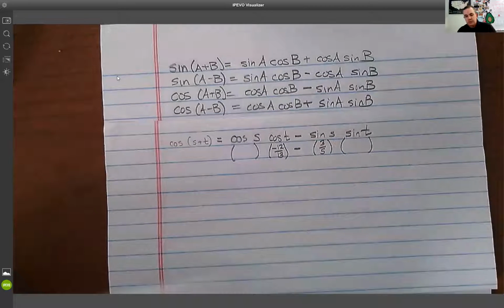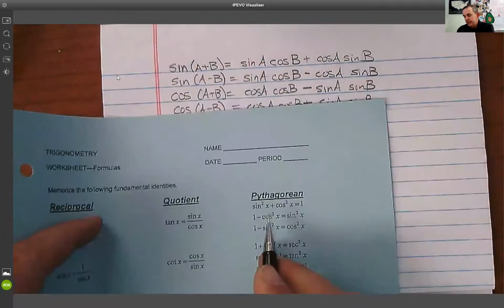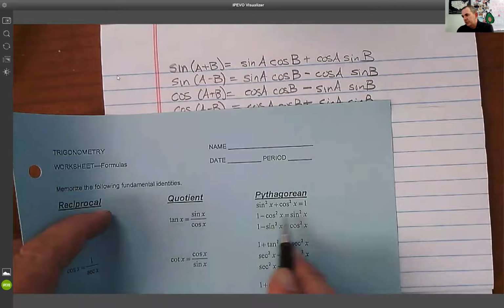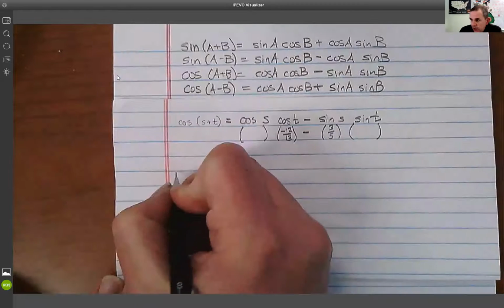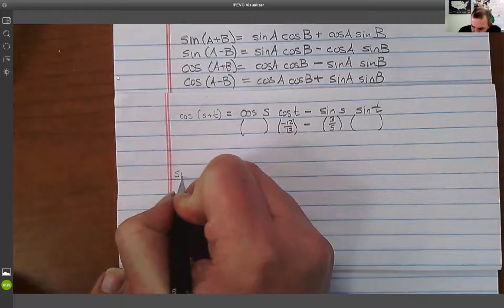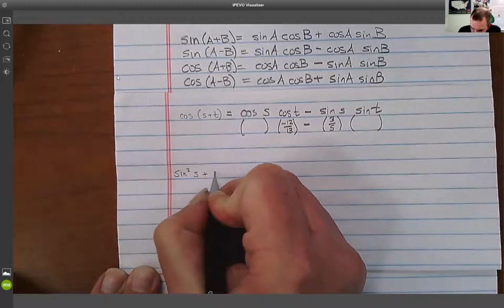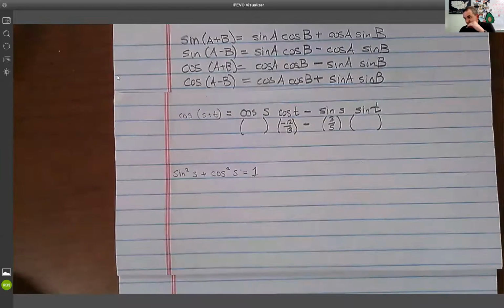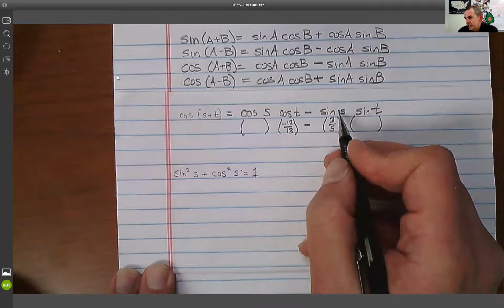So now I want to talk to you about how we get those. It involves us using one of our identities, this identity: sine squared x plus cosine squared x equals 1. This Pythagorean identity is what we're going to use. In order to solve this, I'm going to say sine squared of s plus cosine squared of s equals 1. So if we look at it, we know what sine of s is. Sine of s is 3/5.